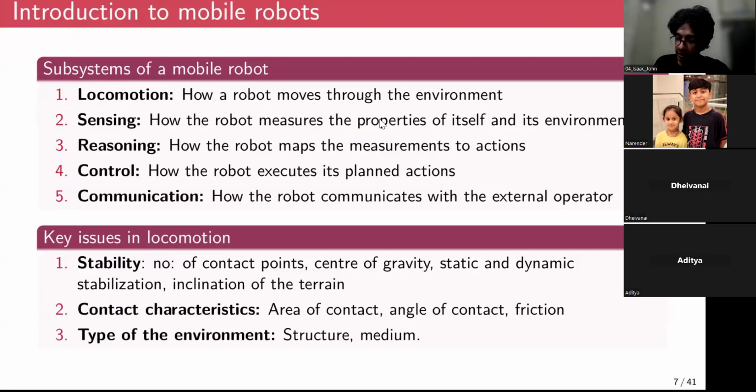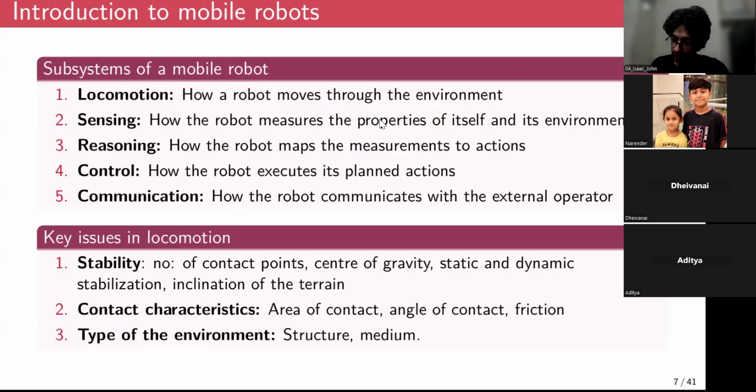And the next subsystem is the sensors: how the robot measures the properties of itself and its environment. So the properties of itself, as I've mentioned earlier, to localize itself, it has to learn about its own position using the sensors that it has. It has sensors within the robot. It also has sensors that perceive the environment. So using those sensors, it needs to know its position and it also needs to perceive its environment to avoid all the obstacles.